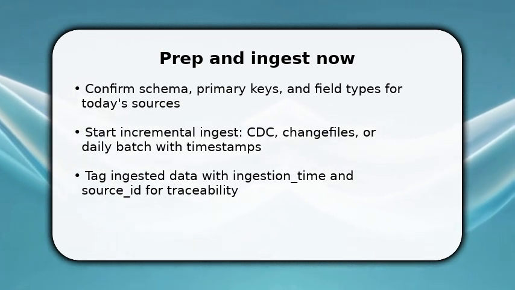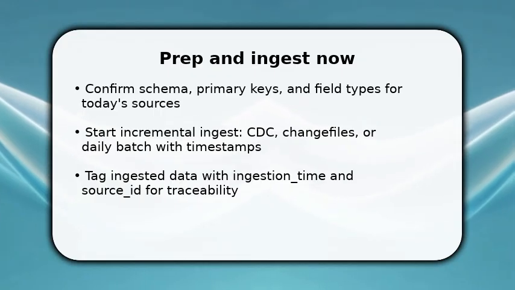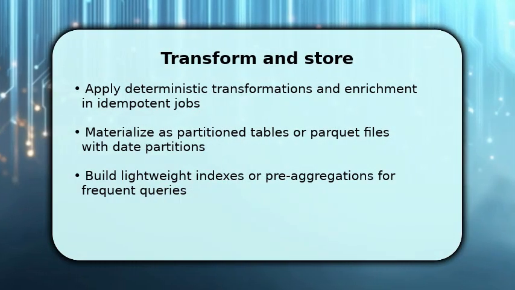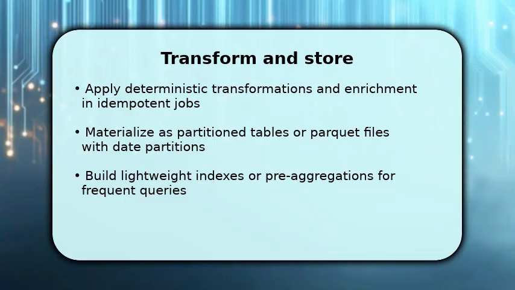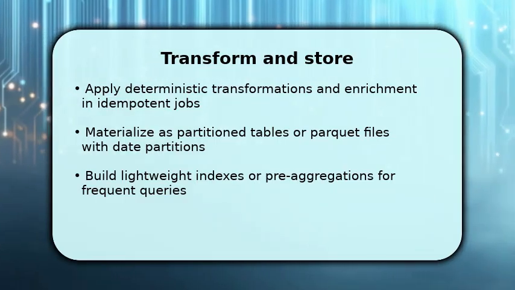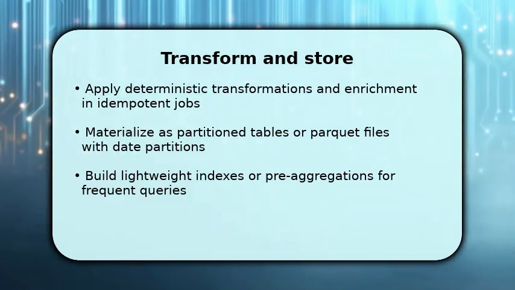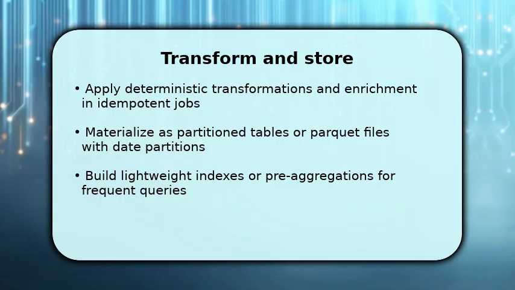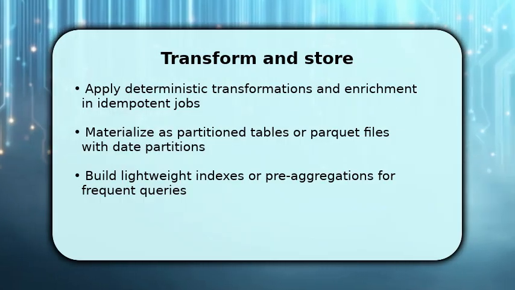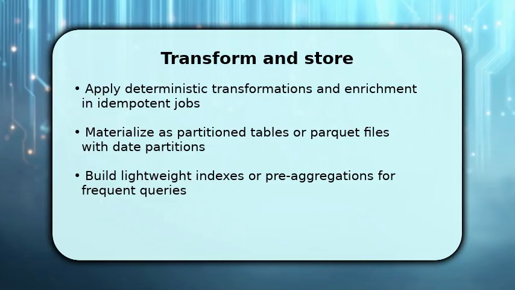Next, you convert raw ingests into reliable production datasets. You should create idempotent transform jobs so reruns don't duplicate data. Use deterministic keys and enrichment rules. Then materialize outputs as partition tables or date partition Parquet files to reduce scan costs and speed queries.